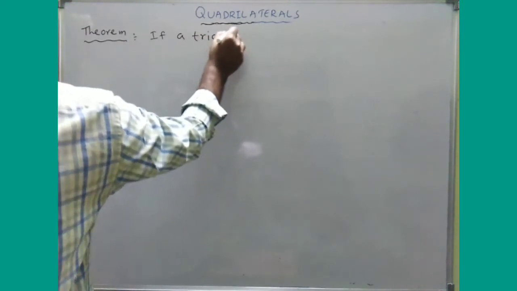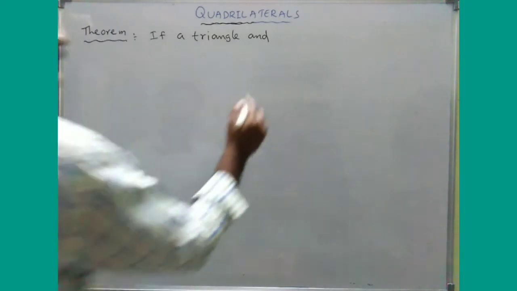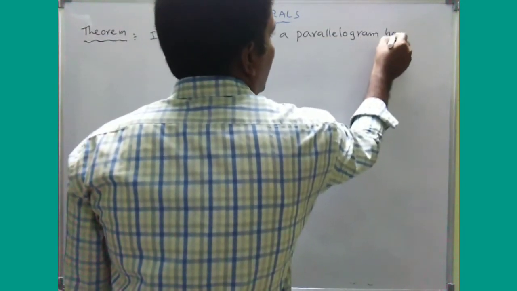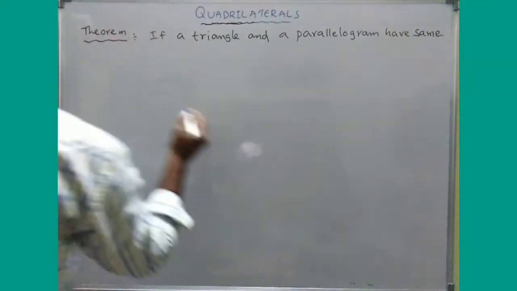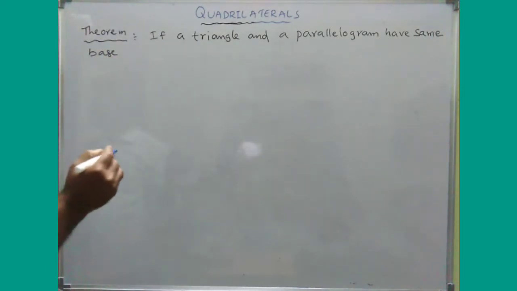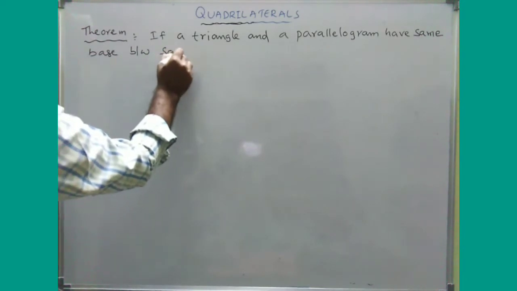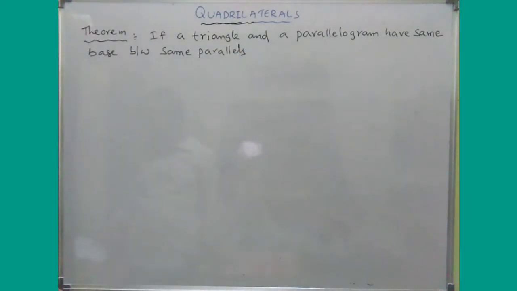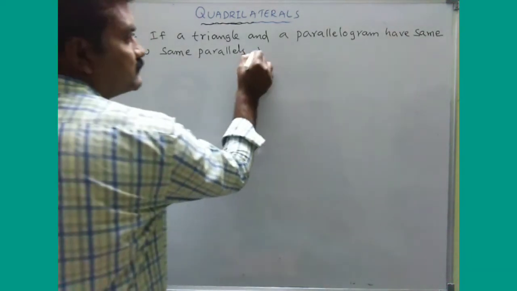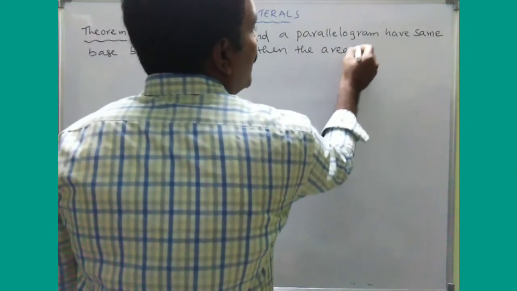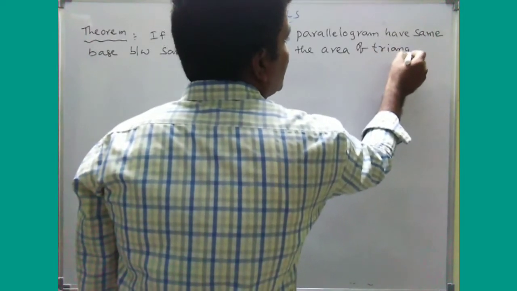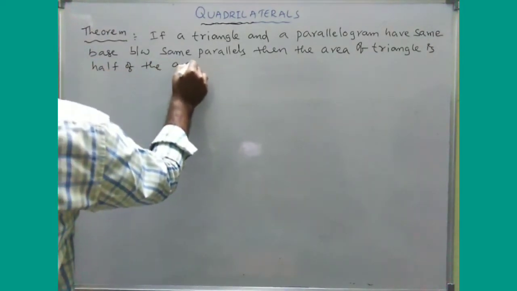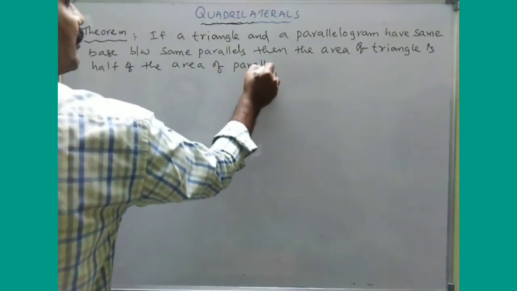If a triangle and a parallelogram have the same base and lie between the same parallels, then the area of the triangle is half of the area of the parallelogram.